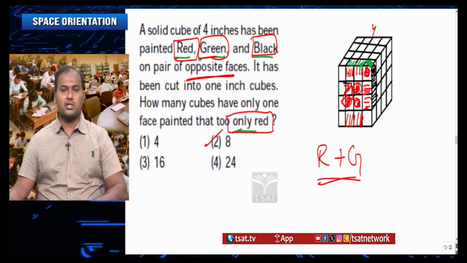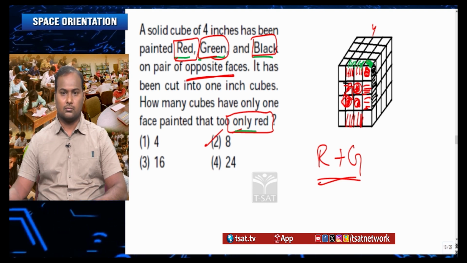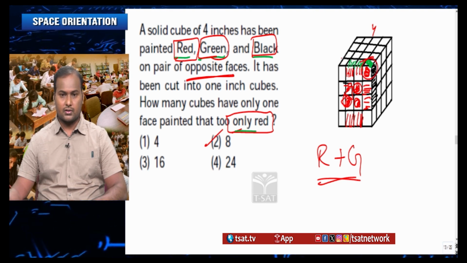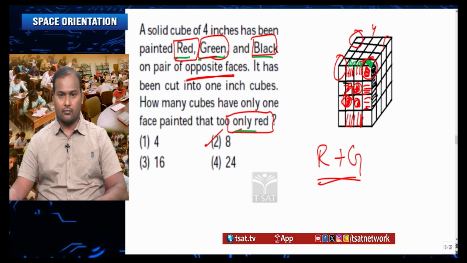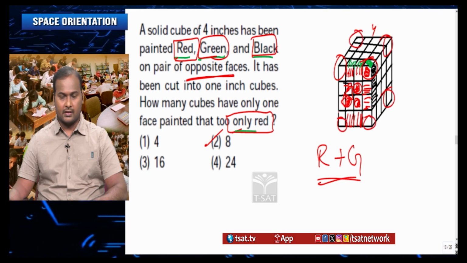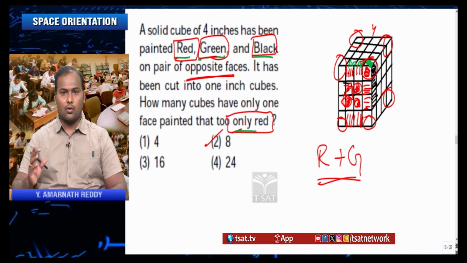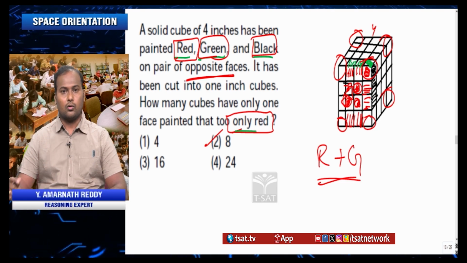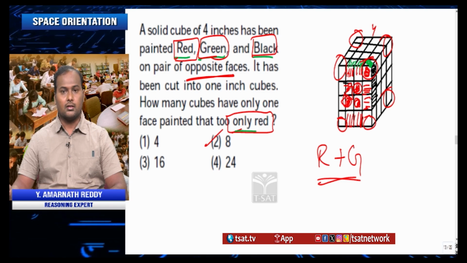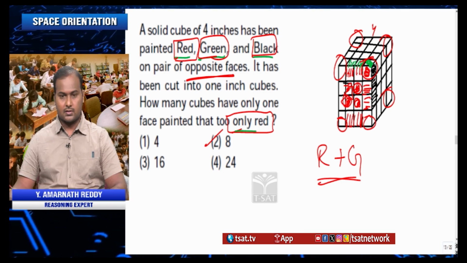If the question is how many small cubes with all the 3 colors? All the 3 colors are possible on the corners, right? On the corners, 1, 2, 3, 4, 5, 6, 7, 8, on the other side as well. So you need to imagine all the colors. Simply, 1 color is always center, 2 colors always edges, 3 colors always corners. You remember this logic, you will get the answer fast.